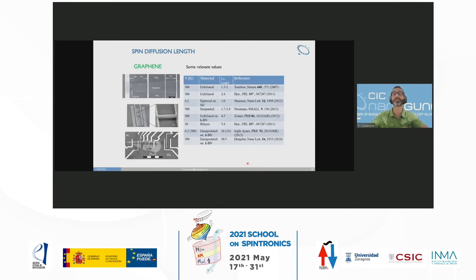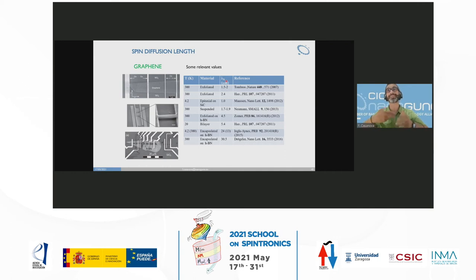Another interesting material to discuss here is not a semiconductor or a metal, it's a semimetal, it's graphene, okay? This material caught the interest of the spintronics community because there was a prediction of a very long spin diffusion length, and that's because it's composed only of carbon, which has a very low spin-orbit coupling. When the first experiment was done in 2007, the number was not as exciting as expected. It was around 1 to 2 microns, and at that time there was a lot of effort trying to improve this value, right?